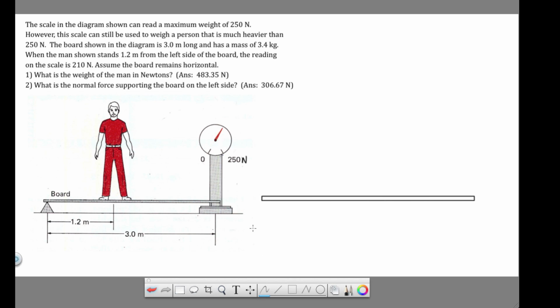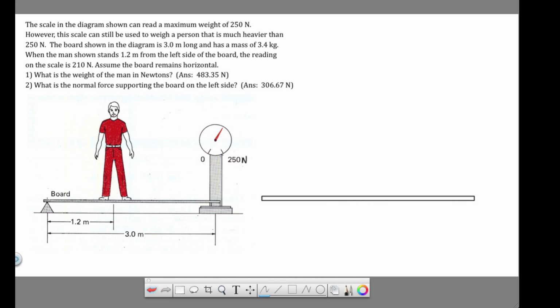So here we have a problem which involves torque. We're trying to figure out the weight of a man using a scale that can only read to 250 newtons, which is less than the weight of the man. So the situation that we have here will allow us to figure out what the weight of this guy is, even though the weight of the guy is greater than 250 newtons. So this situation is definitely one that involves torque.